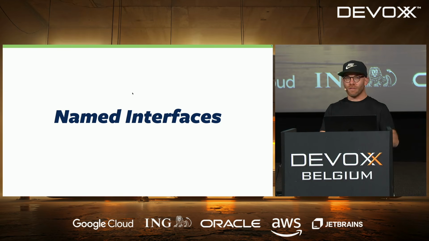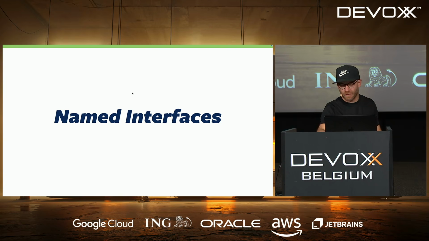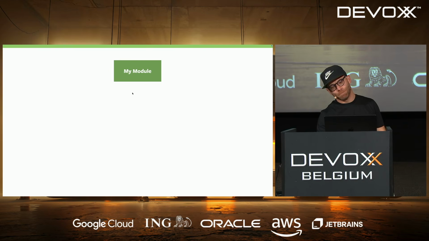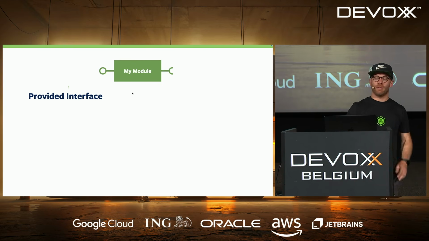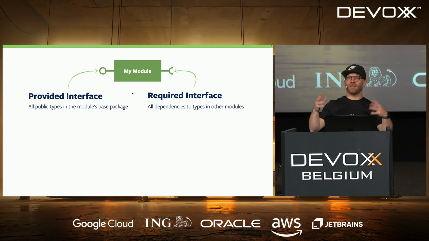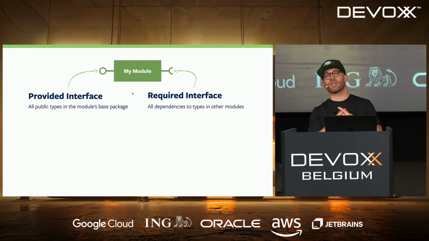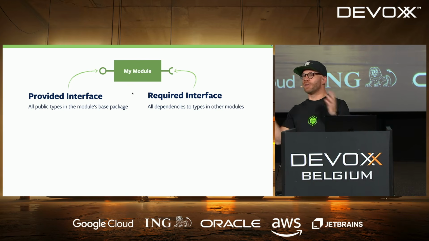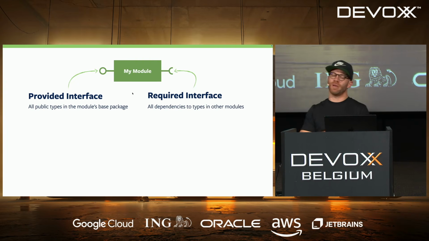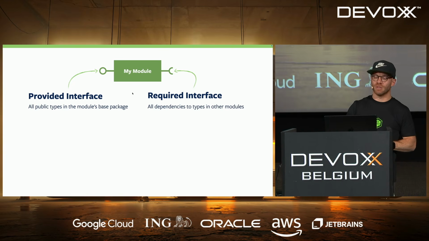Named interfaces. Has any one of you ever used named interfaces with their Spring Modulith applications? Oh, only a few. So what is a named interface in the first place? I admit it's not the most creative naming. So far, what we've seen is that application modules have two interfaces. Interfaces not in the Java sense, but in the logical sense. One is the provided interface, the functionality that you provide, basically all the public types in the module's base package, of course customizable, but everything that a module exposes.